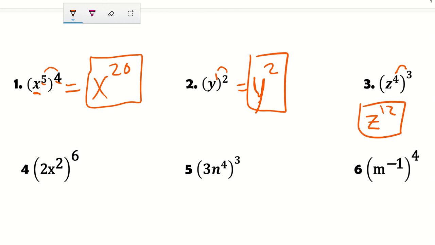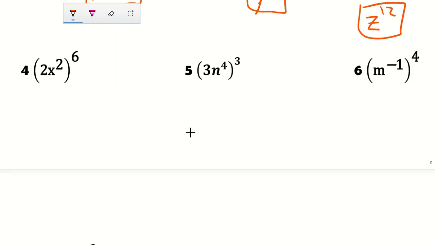So when you have one letter, it's pretty easy to do. All you have to do is multiply the powers, the exponents, and you're good to go. Take a look at number four. Now we have a coefficient, which is a number in the front. We have a 2 right there. Even though it's just a regular plain number, this one also has an exponent. It has an exponent of 1.